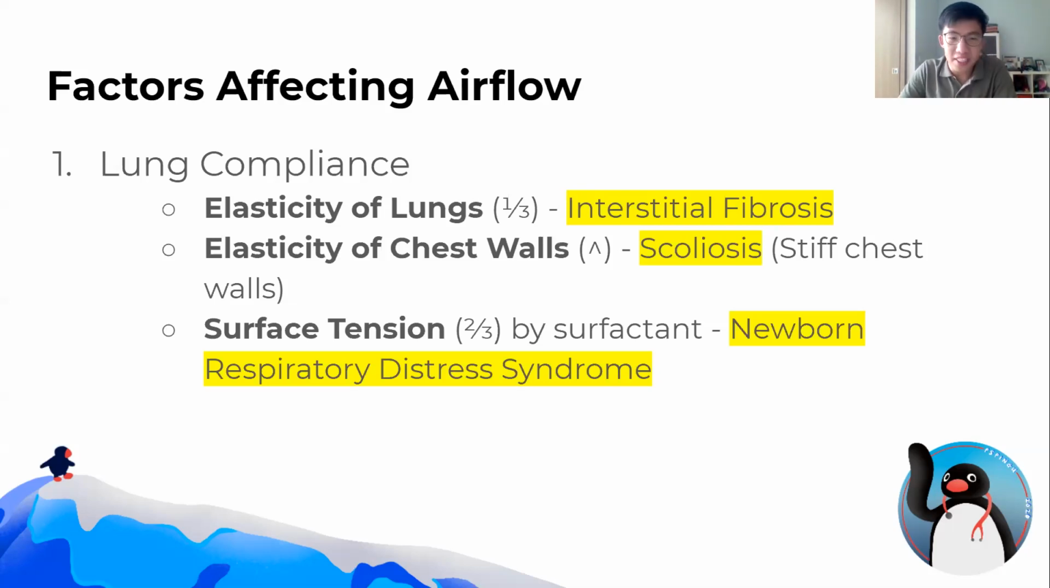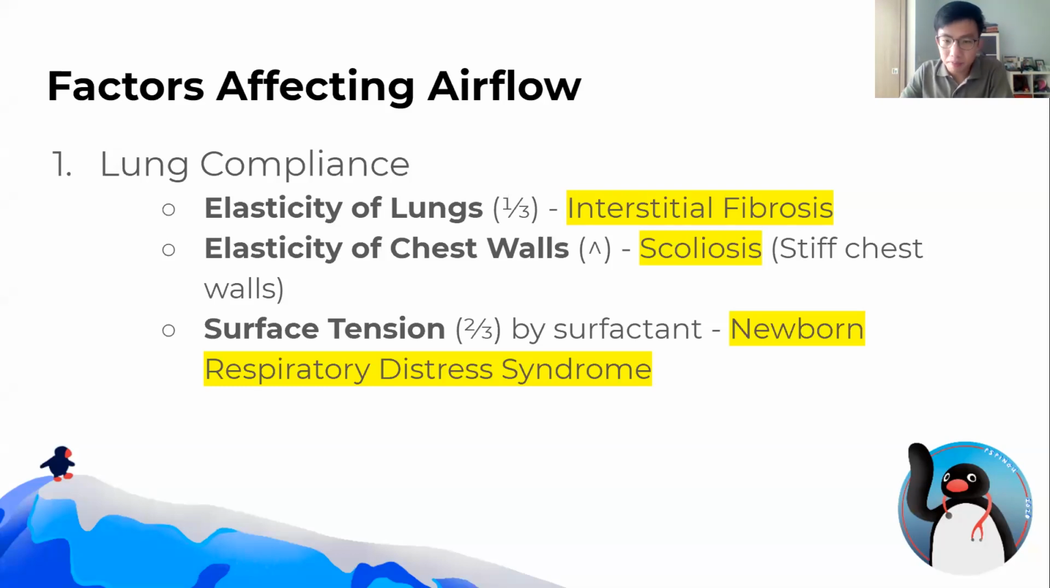Secondly, for elasticity of chest walls, there's this thing called scoliosis, which essentially means a stiff chest wall. Because of that, your chest walls are unable to expand and contract, and therefore affecting airflow. And lastly, for surface tension of the alveoli, this is actually the major factor affecting lung compliance.